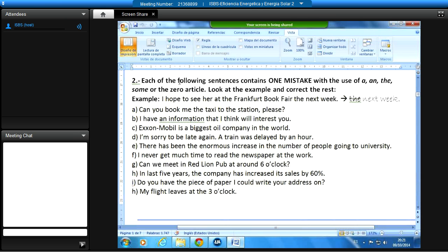Or not the last. For example, how do you say la semana pasada? Last week, but not the last week. The last week is incorrect. So could you please, in a couple of minutes, complete this activity? So read the sentences carefully, and identify and correct the mistakes in each sentence. Okay, go ahead. Come on.